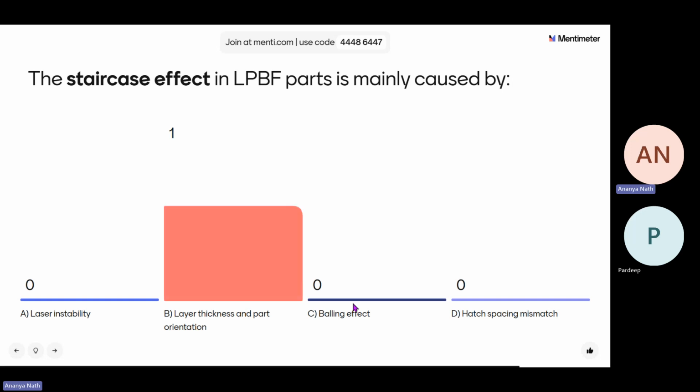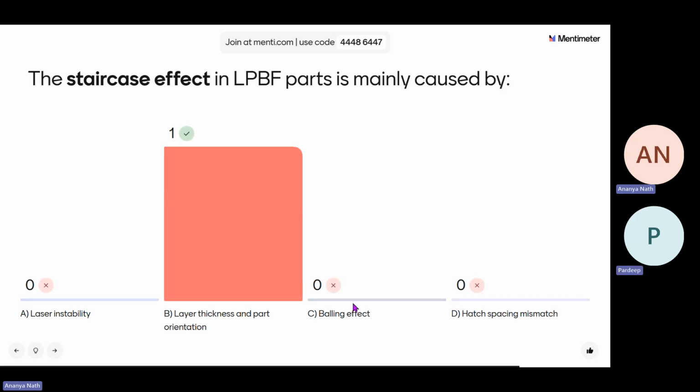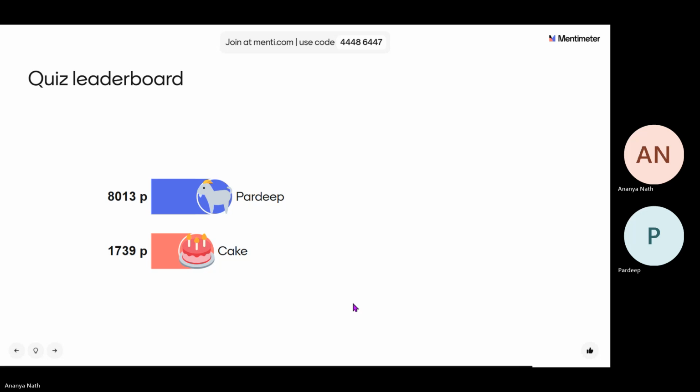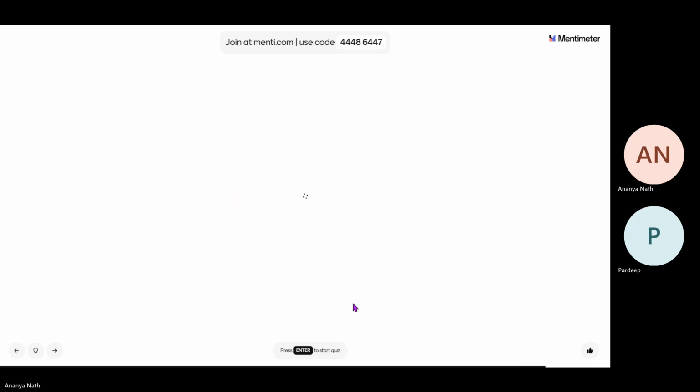Staircase effect means the layer thickness, if it's high, then the layers will slip off from each other. So it's the staircase effect. Okay, correct answer. 3 questions left.